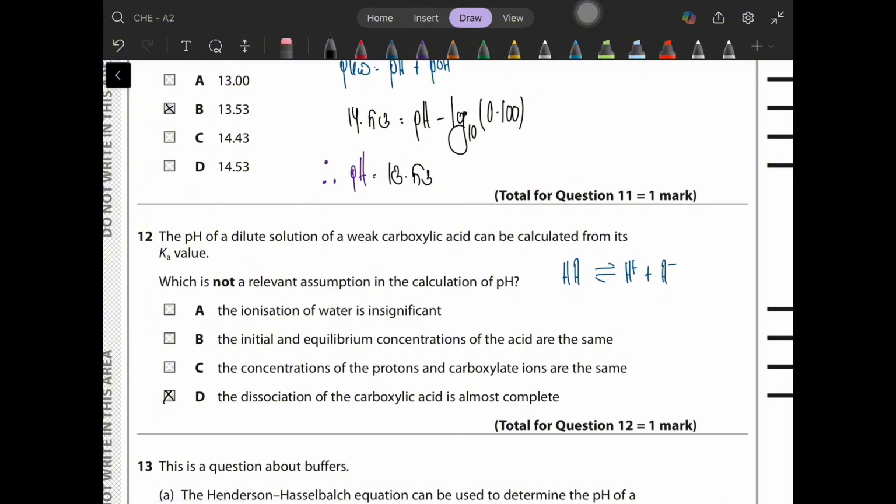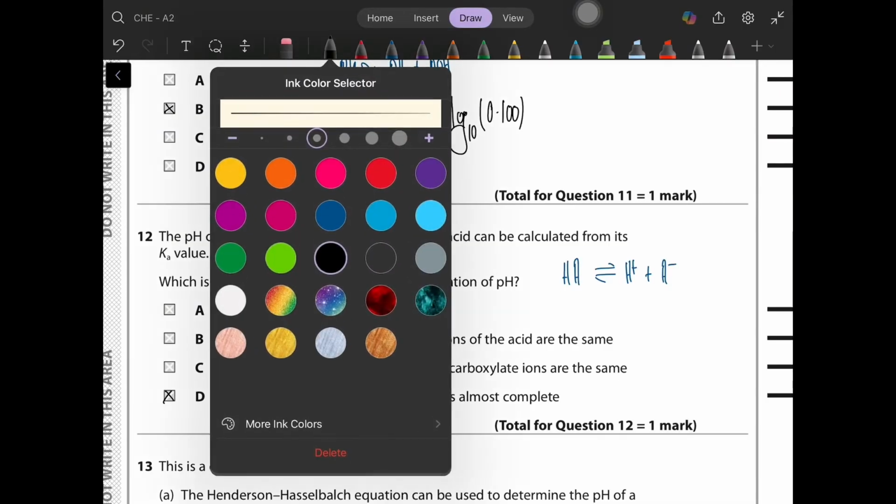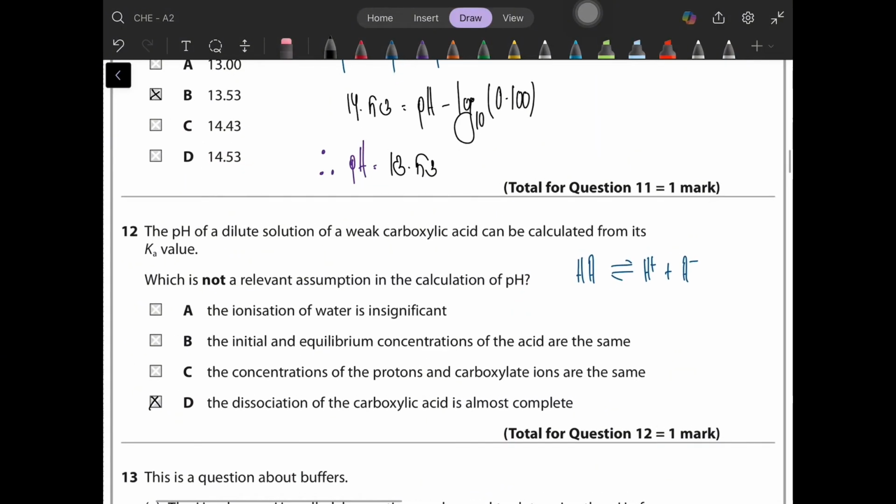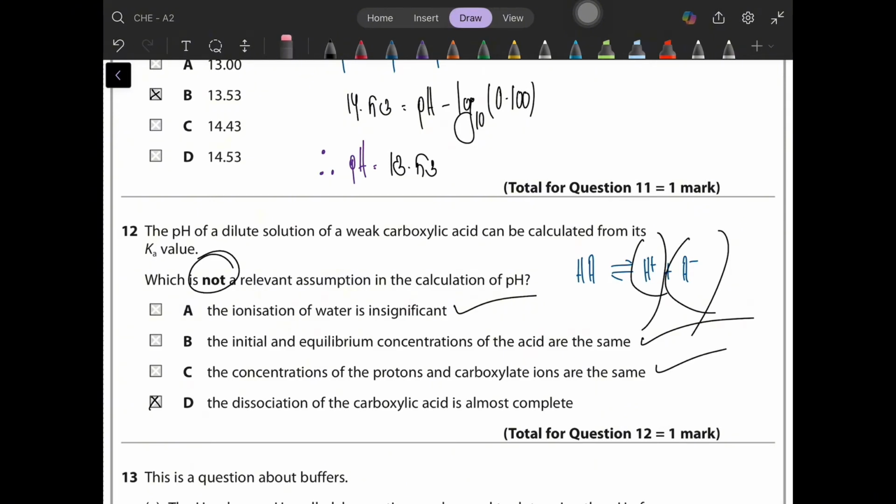The pH of a dilute solution of a weak carboxylic acid can be calculated from a Ka value. Which assumption is not relevant? So this acid undergoes partial ionization. The concentration of H plus is going to be equal to that of A minus. So these are the two assumptions that you know. The ionization of water is insignificant. The initial equilibrium concentration is also correct. The concentrations of protons and carboxylate ions are the same, H plus and A minus, as I said over there.